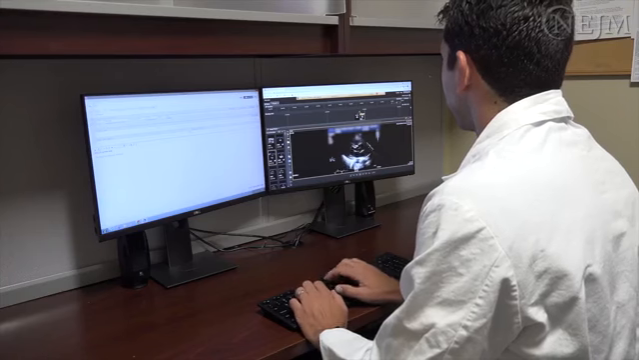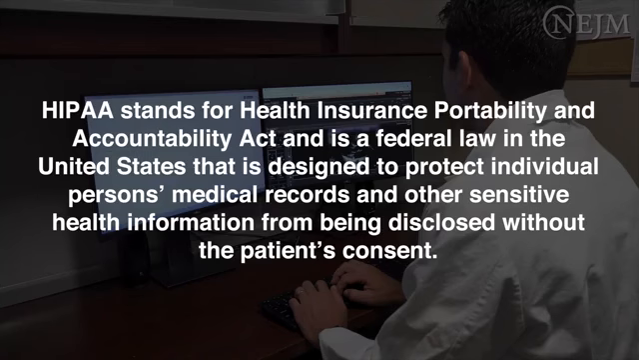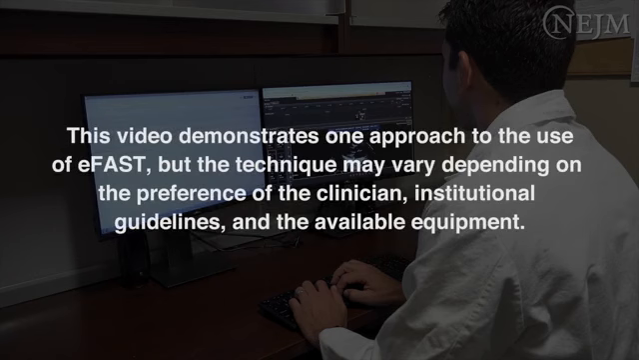Furthermore, it is important to document the findings in the medical record and to adhere to HIPAA regulations. HIPAA stands for Health Insurance Portability and Accountability Act and is a federal law in the United States that is designed to protect individual persons' medical records and other sensitive health information from being disclosed without the patient's consent. This video demonstrates one approach to the use of EFAST, but the technique may vary depending on the preference of the clinician, institutional guidelines, and the available equipment.